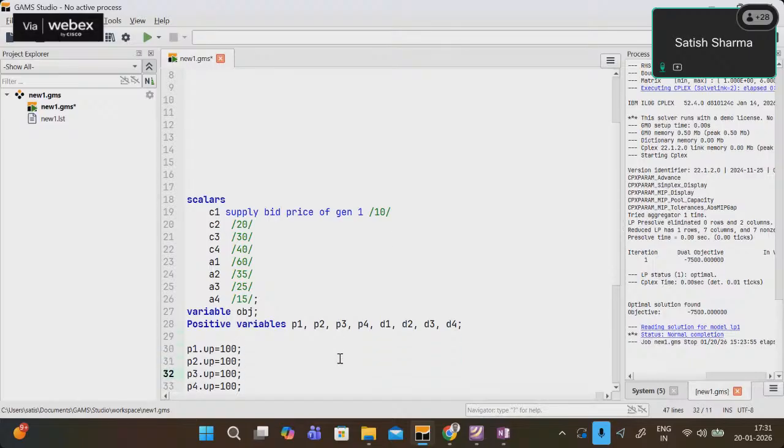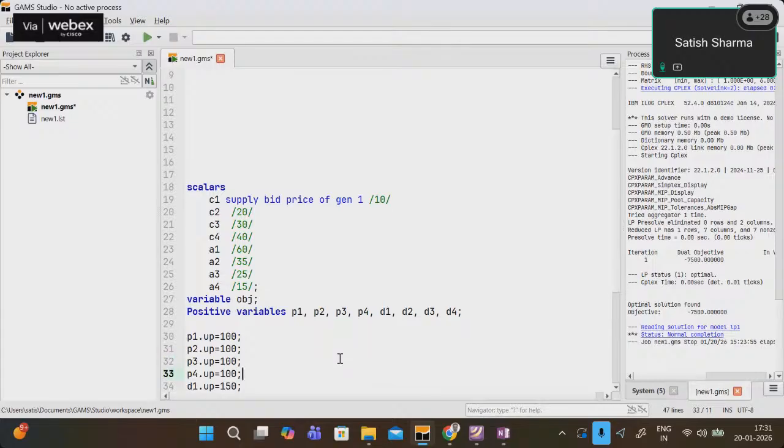So I have placed limits on P1, P2, P3, P4. The upper limits are basically 100, 100, 100. And this is a very brute force way of doing it. We can write it in a very simple and good looking way, with very few lines of code.